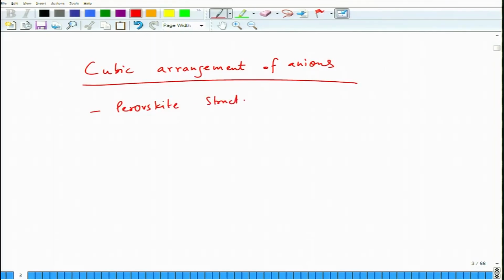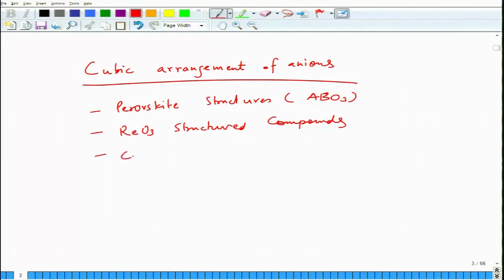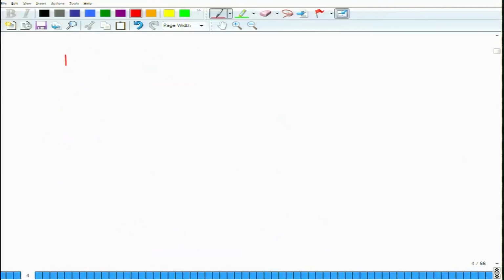In this we will look at first perovskite structures. Perovskite is known as ABO3 structured compounds. Then we have ReO3 structured compounds. And then we have CsCl structured compound, cesium chloride. Okay. So, let us first begin with the perovskite structured compounds.